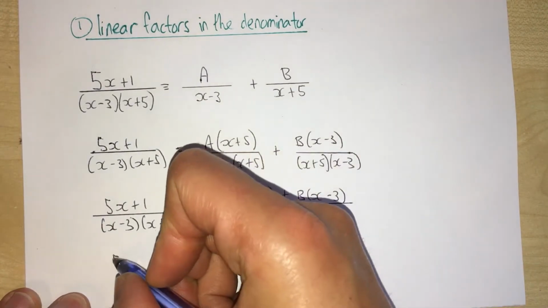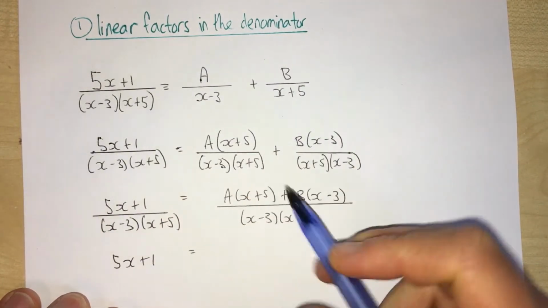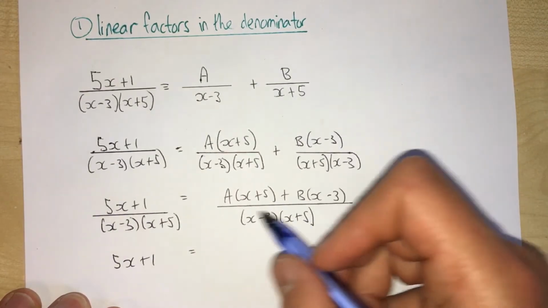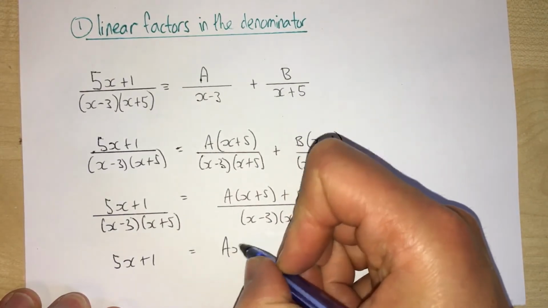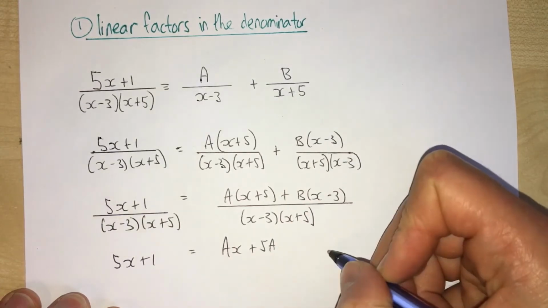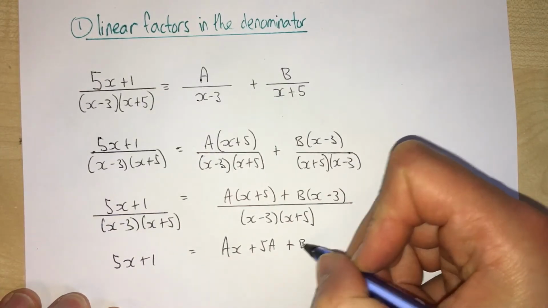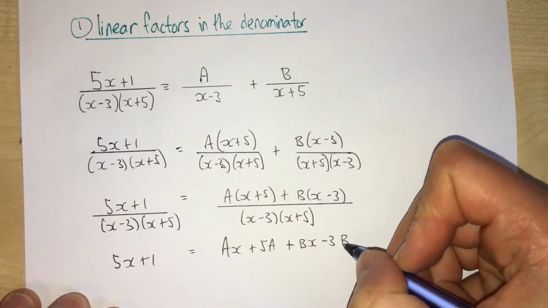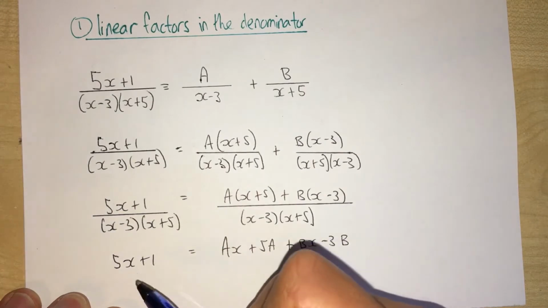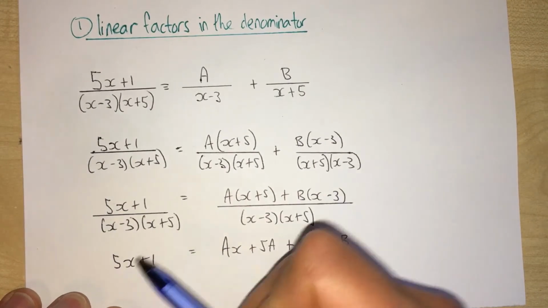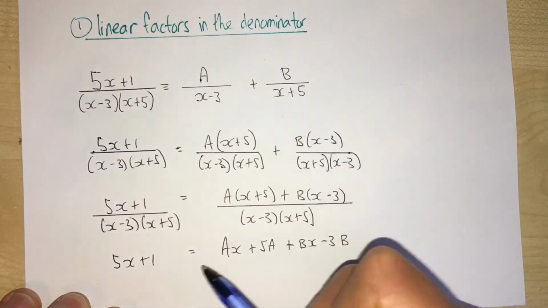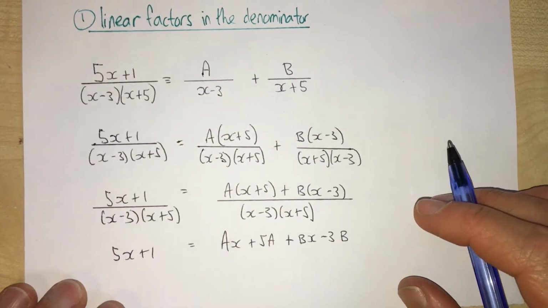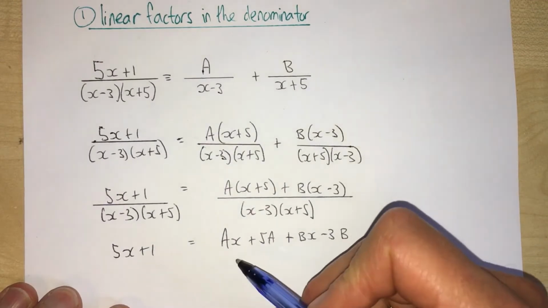So let's have a look at this. We've got 5x plus 1 on the left, and if we look on the right hand side and expand the brackets, we get ax plus 5a plus bx minus 3b. Now if we compare the coefficients of x on the left hand side with the coefficients of x on the right hand side, and we'll compare the constants too, it will give us two equations that we can then solve in terms of a, b.